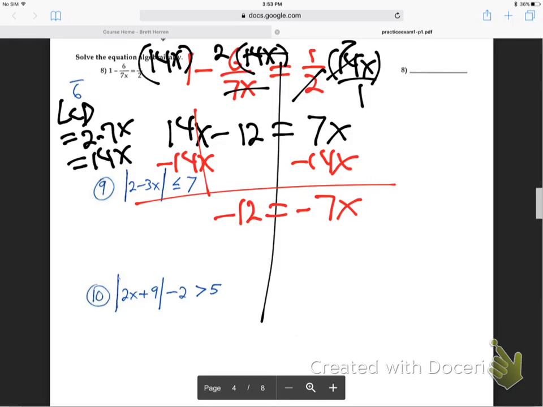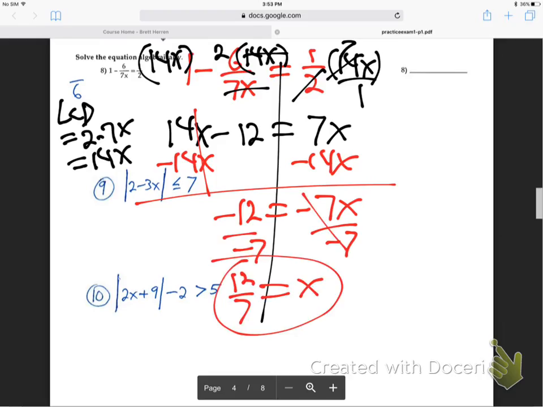And now how do you get that x alone? Divide. Boom. 2 negatives make positive 12 sevenths. Now we're done there. Questions on that one? Good. No questions? I can clear it off there. Is that okay?